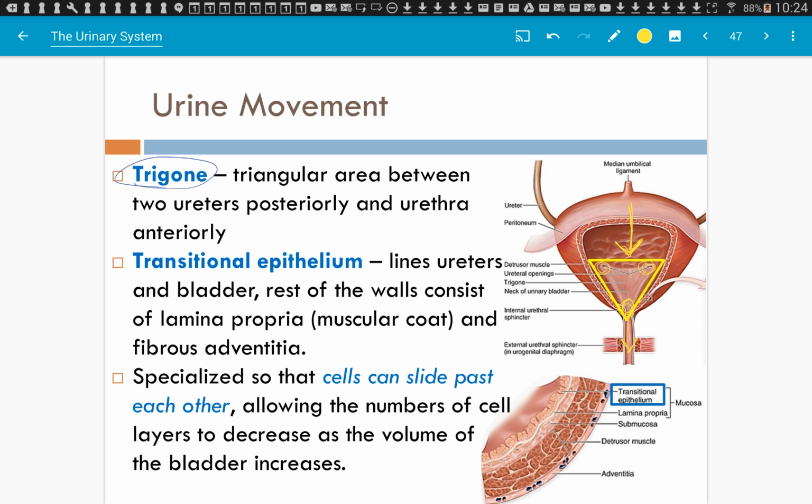Transitional epithelium, as a reminder, lines the inside of the bladder, and transitional epithelium is made to stretch. And your bladder can stretch quite a bit. So these cells have the ability to slide past each other so that you can have quite a bit of stretching. So the bladder is one of those organs that stretches and recoils and stretches and recoils. Important to remember. Okay.